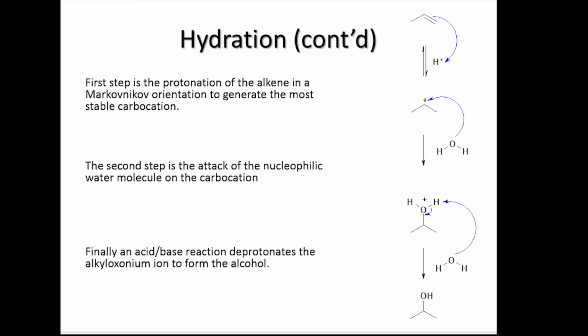So here are the steps involved in this reaction. The first step is the protonation of the alkene in a Markovnikov orientation. So what does that mean? The electrophile will add in a manner to result in the most stable carbocation. In this case, it's a secondary. The second step is attack of the nucleophilic water molecule right here. And then the final step is removal of a proton to form the hydroxyl group, resulting in our alcohol.